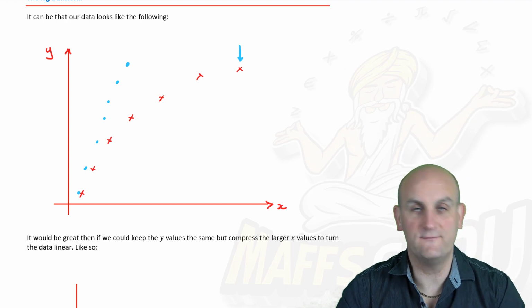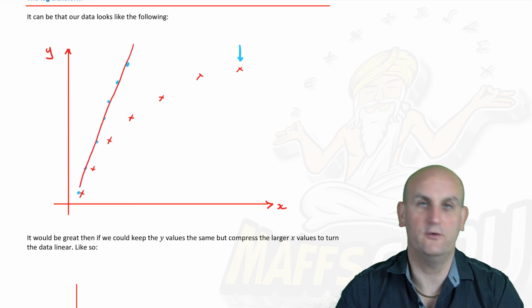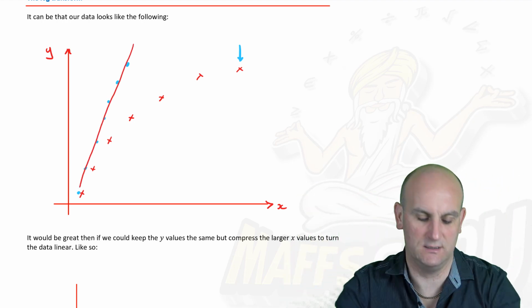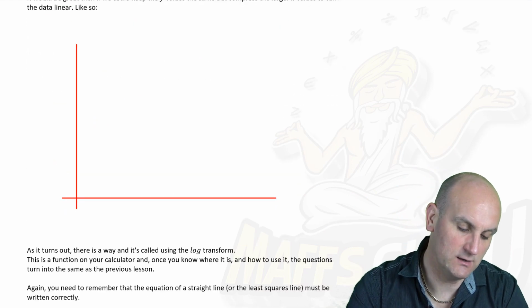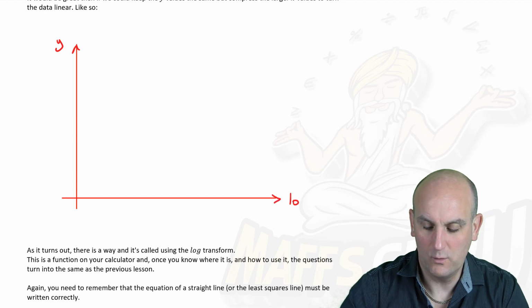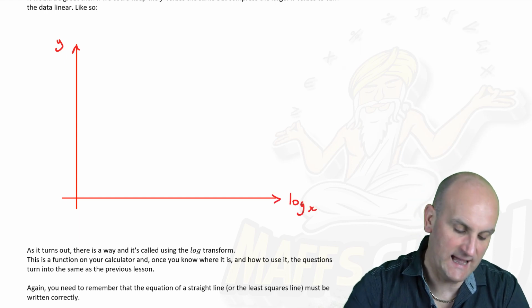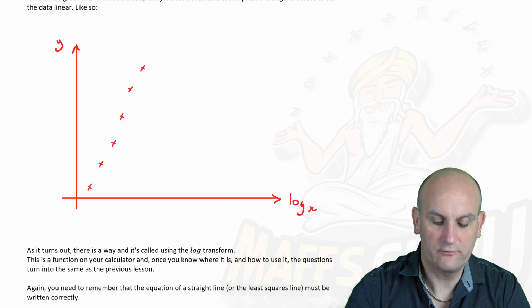I know I've constrained it that way, but actually these will come into a nice straight line. I've effectively just squidged them in. And yes, what we would need to make sure in that situation is that this now became y, and this here would become log of x. That would then give me a nice linear line.